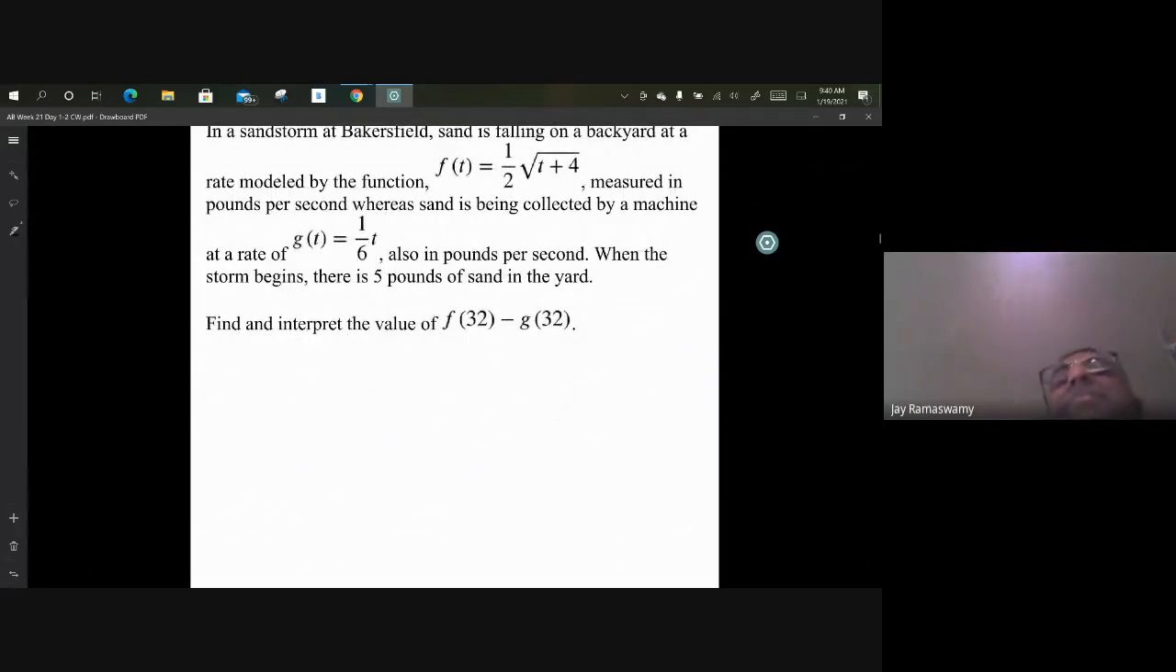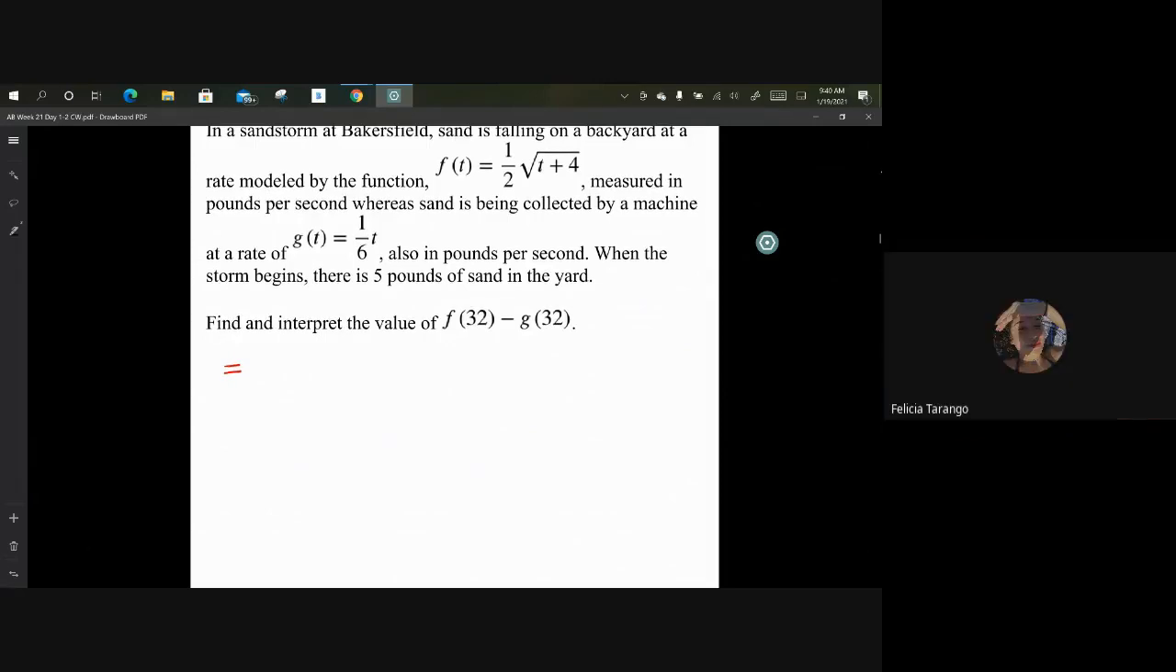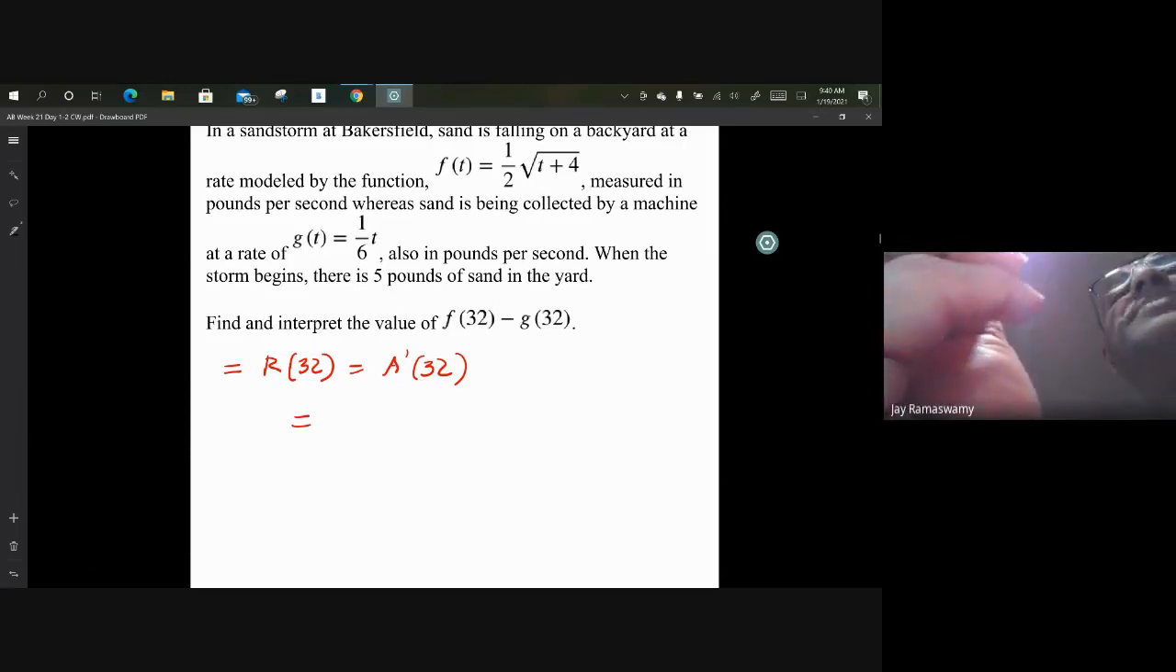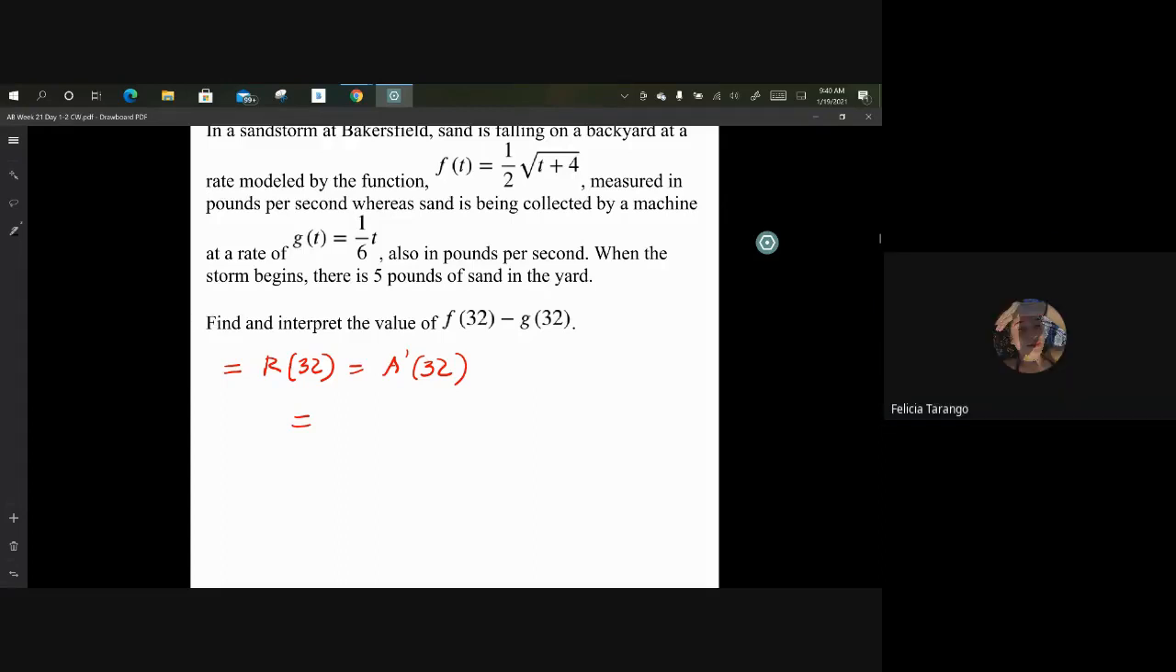It was a simple integral, so we already integrated earlier. This is from the first semester. I'm tying up concepts. So it says find and interpret the value of f of 32 minus g of 32. F of 32 minus g of 32 is nothing but A dash of 32, r of 32. Guys, we need f of 32 minus g of 32. Do we have to take the derivative, integral, or just plug in? Just plug in.